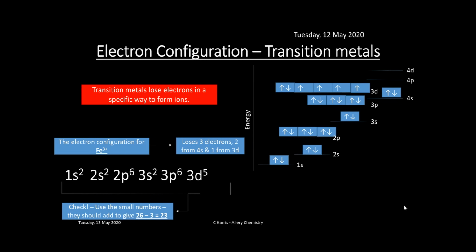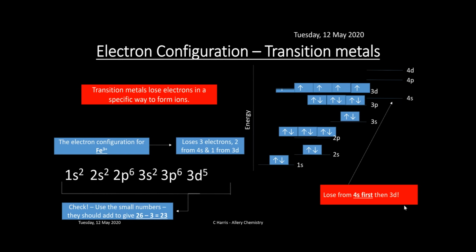And you can see what we should do is add up all the smaller numbers on the top. Iron has 26 electrons. We've taken 3 away, so we should have 23. So always check your electron configuration to make sure the smaller numbers add up to give the number that you require. So you can see here we lose from the 4s first.